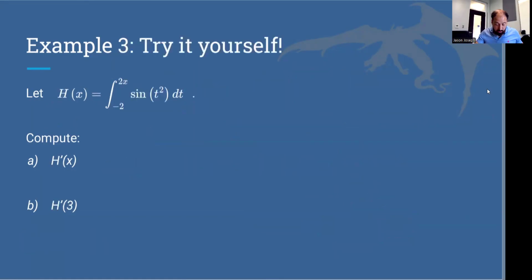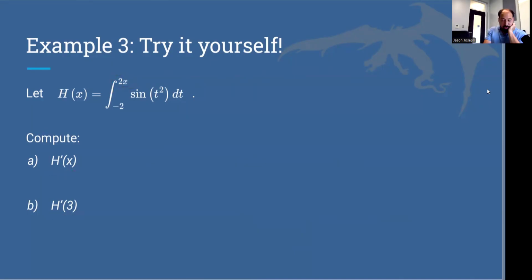All right, now here's your try it yourself problem. This one's a little easier than the one we just did because you just have a 2x here. You're still going to have to go through the same steps, but it's not so bad. So compute h prime of x and then h prime of 3.